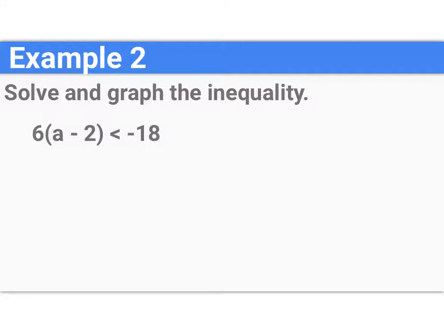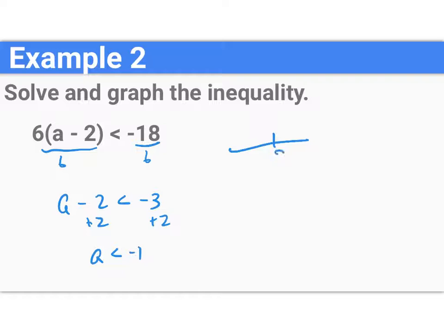Okay, again, the 6 is outside the group, so it's just easier to divide both sides by 6. And you have a minus 2 is less than negative 3. Add 2 to both sides, and then a becomes negative 1. A is less than negative 1, so 0 for reference, negative 1 is to the left, and it's all going left, and there you go.